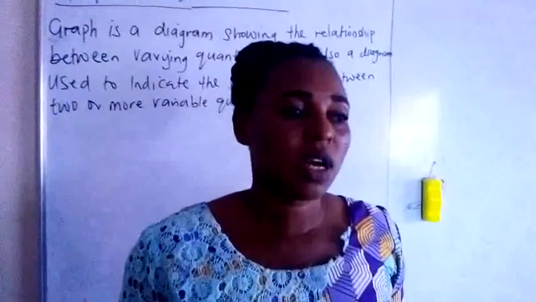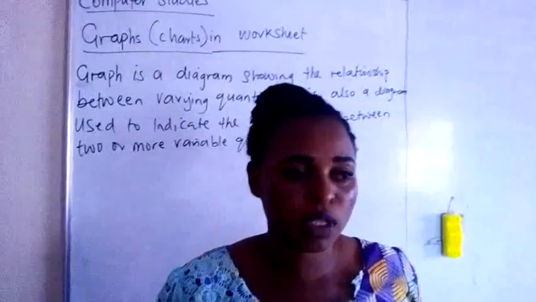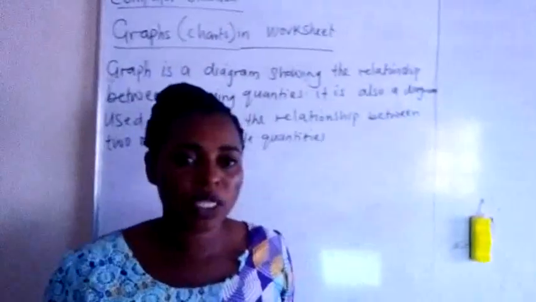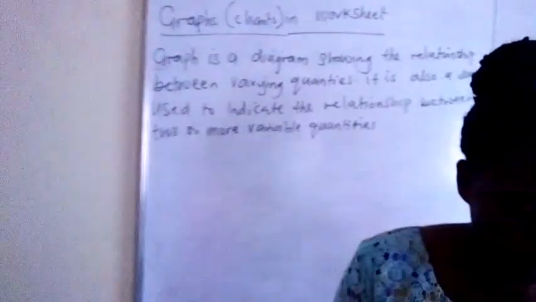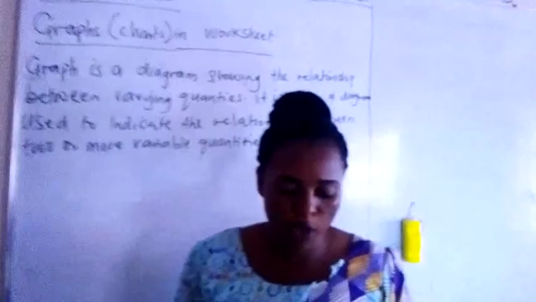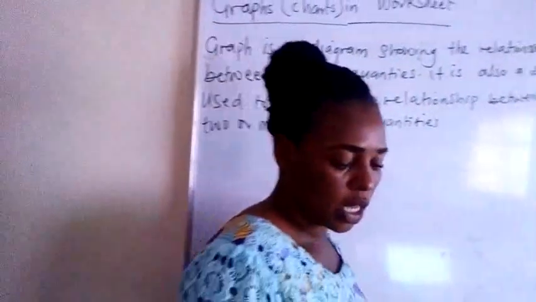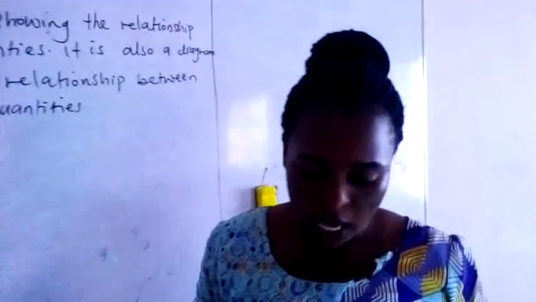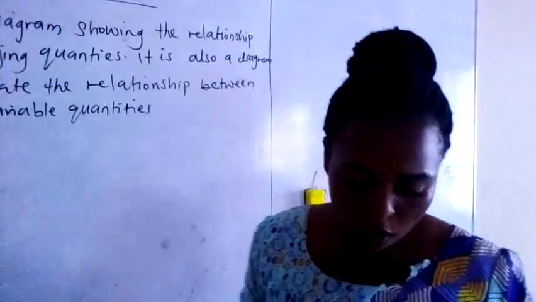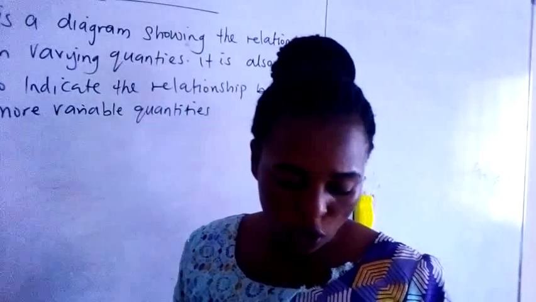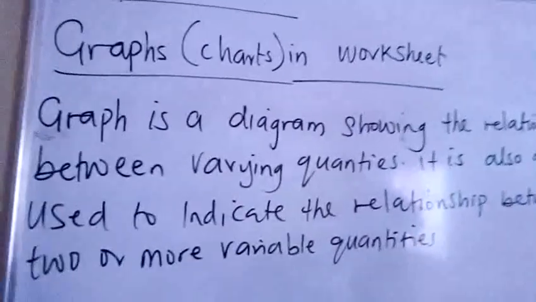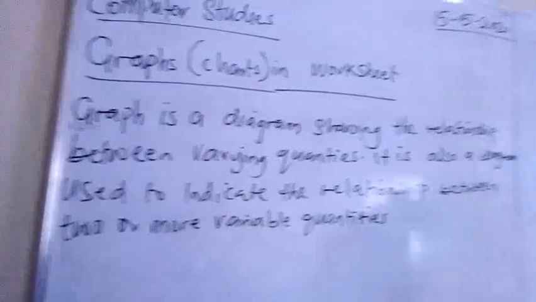What is the importance of graphs? Why should we have graphs in the first place? Why would one want to do anything with a graph? One of the uses of a graph is that it is used to display results of computer mathematical solutions in diagrammatic forms. Number 2, it is used to indicate the relationship between two or more variable quantities, just like stated in the definition.